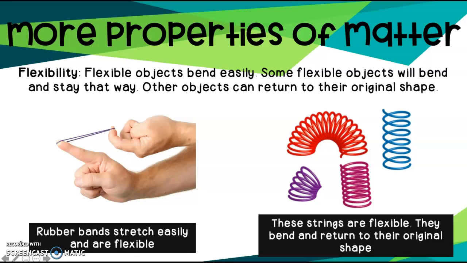Here, flexibility. Flexible objects bend easily. Some flexible objects will bend and stay that way. Other objects can return to their original shape. Rubber bands stretch easily and are flexible. These strings are flexible. They bend and return to their original shape.